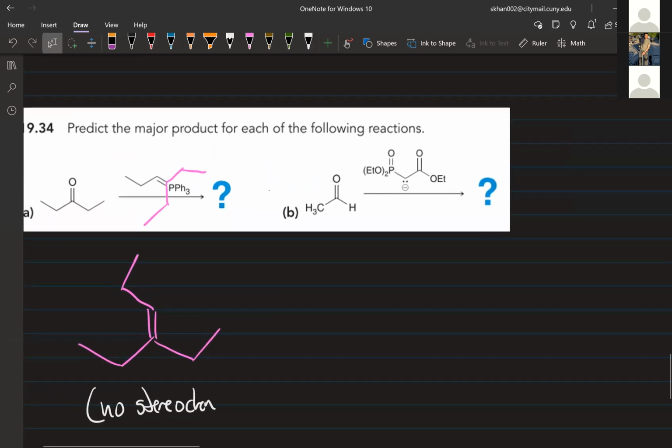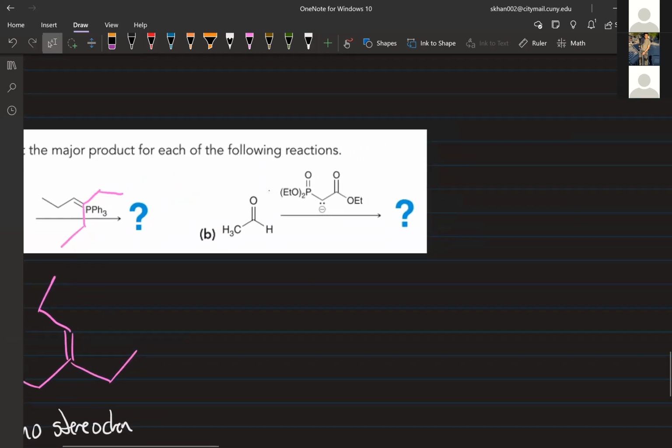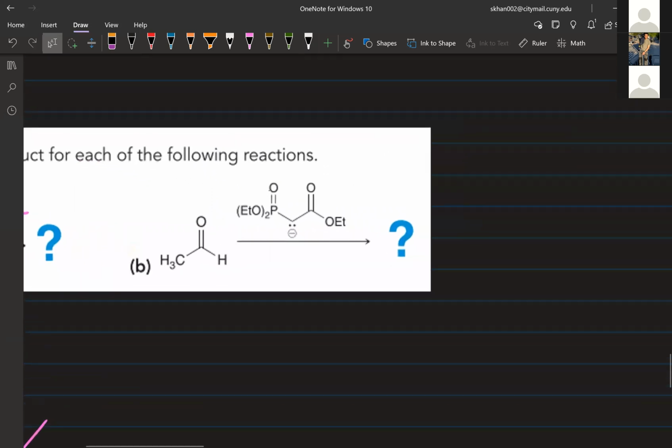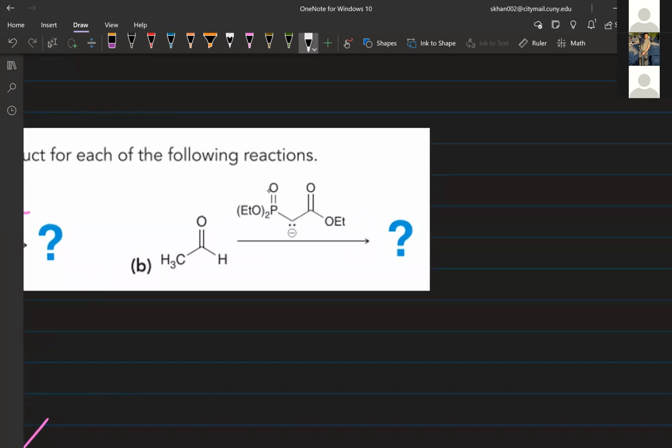Let me get the product for the second one, and then I'll show you the mechanism for the first one. Okay, so this one, same thing, right? We can think of this as where your P and your carbanion is. So this was our double bond, and then essentially we can cleave off this part. Then we have two R groups here.